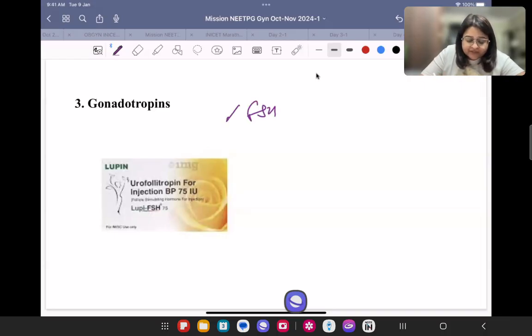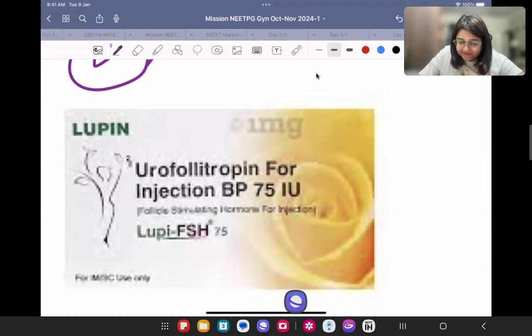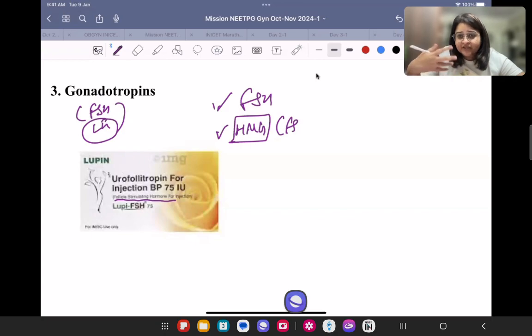I told you what gonadotropins are: FSH and LH. But I also told you LH is not available as a separate drug. FSH is available. See this drug? This is FSH. Urofollitropin is FSH. Or you get the drug available as HMG. What is HMG? This has come as part of a clinical question. So many students got confused about what HMG is. HMG is human menopausal gonadotropin. That is FSH plus LH.